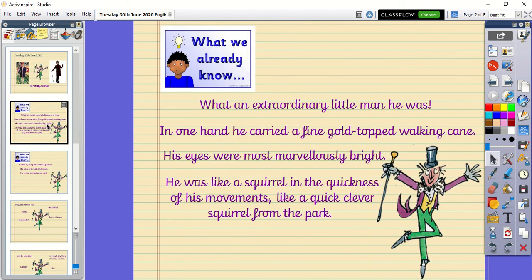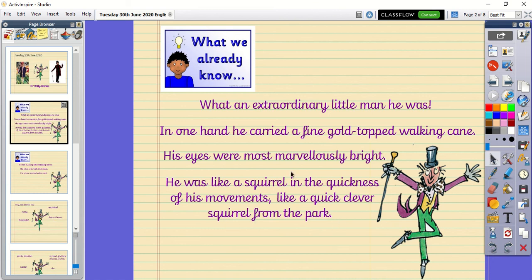Okay then, so what do we already know about Mr. Willy Wonka? So from the text by Roald Dahl, from that chapter 14, what do we know? What has Roald Dahl said that Mr. Willy Wonka is? So we know that Mr. Willy Wonka is an extraordinary little man, because it says, "What an extraordinary little man he was." In one hand he carried a fine gold-topped walking cane. His eyes were most marvellously bright. He was like a squirrel in the quickness of his movements, like a quick, clever squirrel from the park.